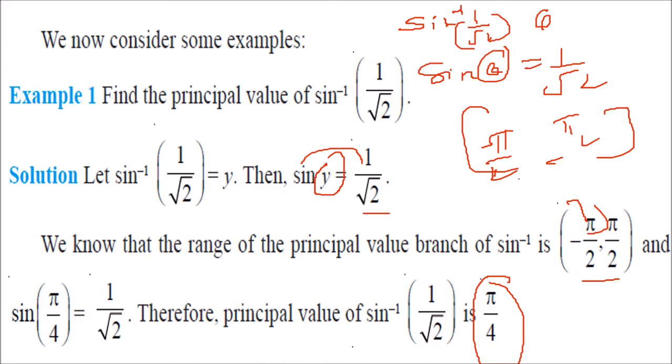Even if you do it in this way, the answer will be 1 by root 2. But I am suggesting that when you are taking sine inverse, you have to get the answer in between this principal branch. I will give you another example.